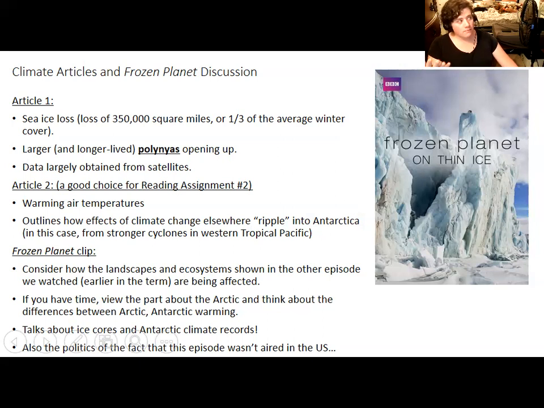And it's also worth considering how this episode was not aired in the United States on network TV or put on Amazon to stream, because there are political concerns about climate change, and there's a lot of people in power in this country that continue to deny the reality and the severity and the seriousness of anthropogenic climate change. It really shouldn't be this controversial at this point, but here we are.